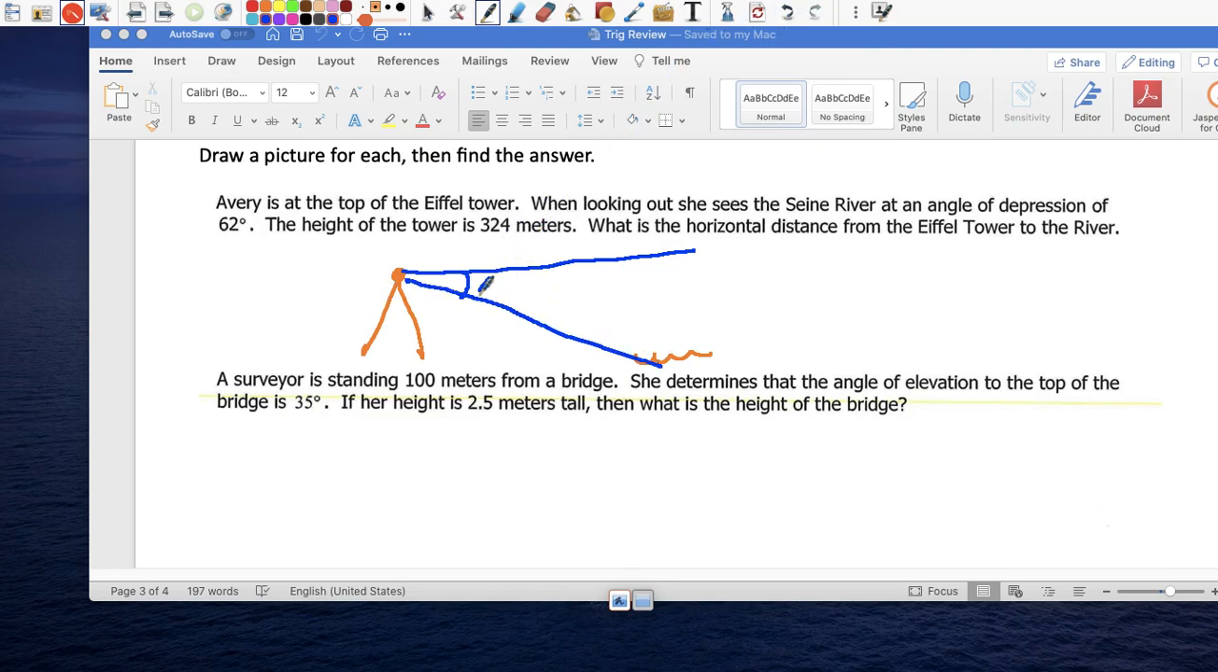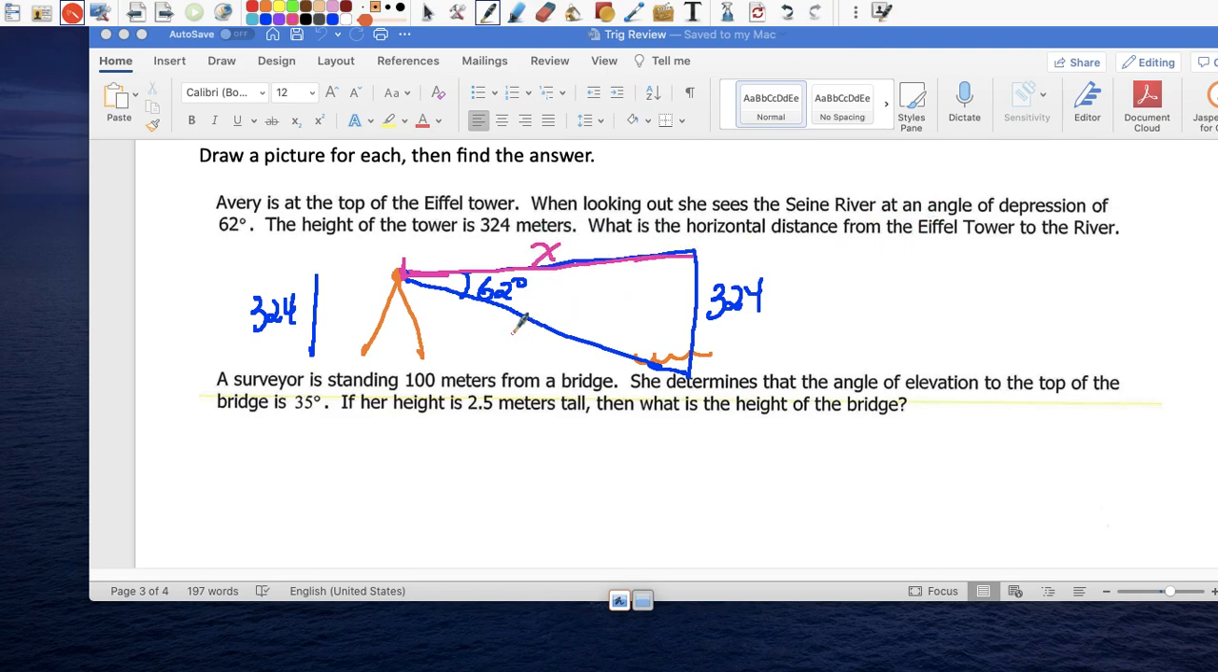This angle here is 62 degrees. Okay, the height of the tower is 324, so this is 324 meters. So this is the information we have. What is the horizontal distance from the Eiffel Tower to the river? So we're looking for the horizontal distance from here to here, and I'll label that as x.